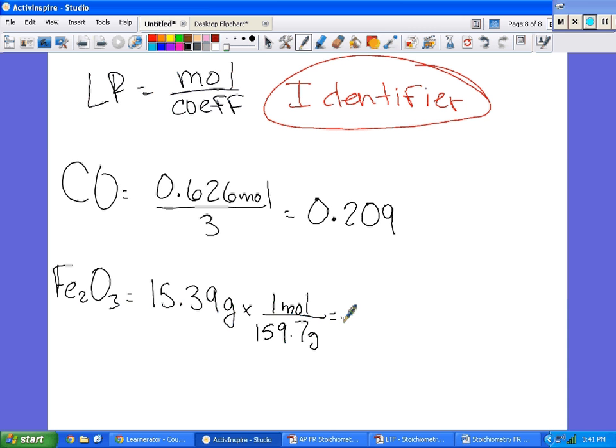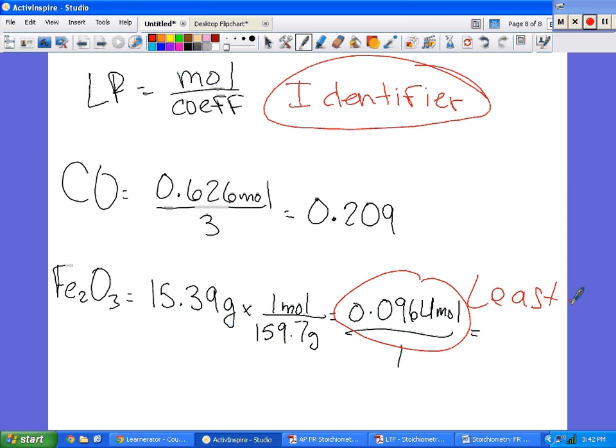Okay. All right. What was the number of moles for this that you got? Very good. 0.964 moles. Now, what's the coefficient for this one? In the balanced equation, it's 1. So, isn't it not the exact same answer? So, based on this, what's your limiting reactant? Very good. Since this is the least, then that means this is the what? It's your LR. Yes, ma'am.